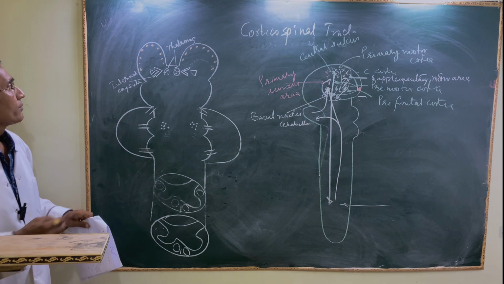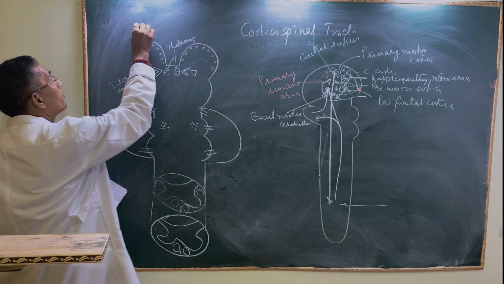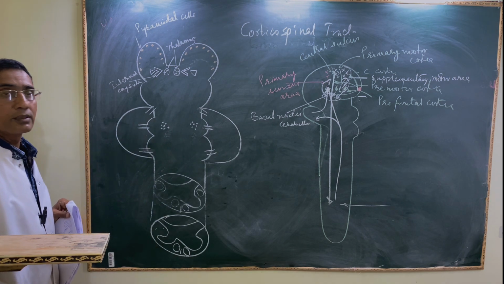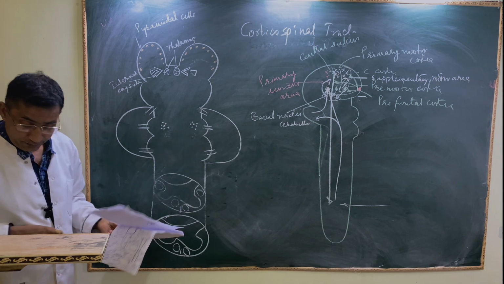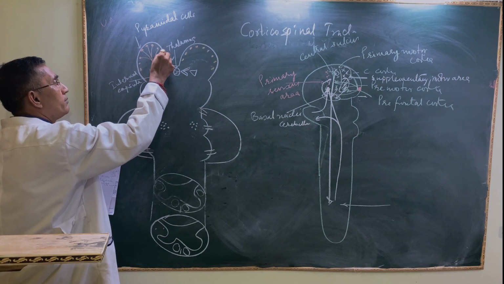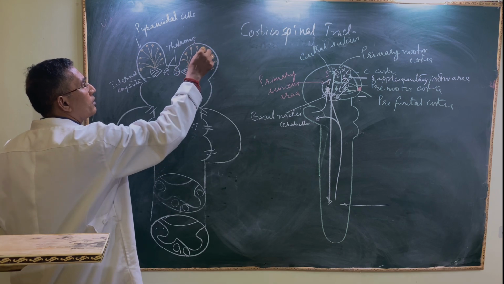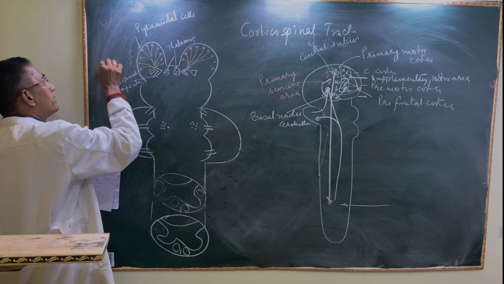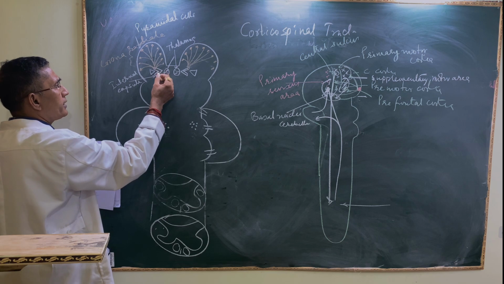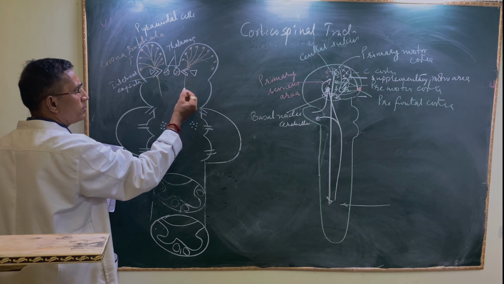Now coming to this diagram here, the cell bodies of the corticospinal tract are the pyramidal cells. These pyramidal cells are involved in sending the fibers. Fibers come from the pyramidal cell, like this, and this is called corona radiata. Then this fiber goes through the internal capsule, this is the thalamus. Through the internal capsule this will come down.